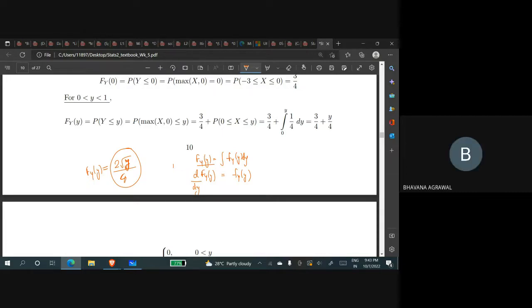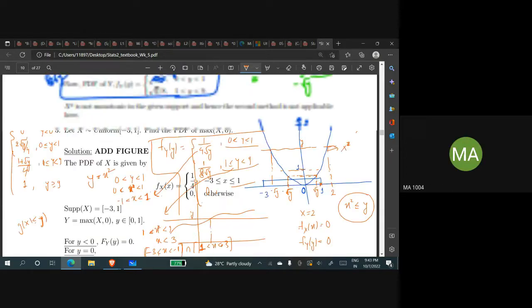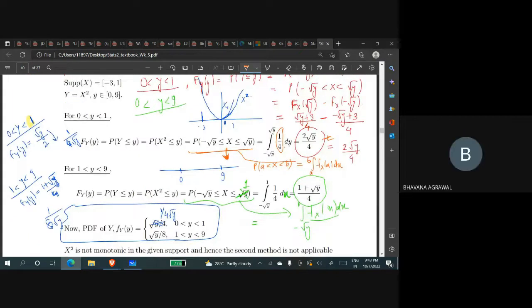Can you scroll up? In this, from 0 to 1, you differentiate here, you integrate here, minus root y to y, 1 by 4. That's why I'm asking. So this is, acha, you wrote it above in PDF form. Yes, PDF of x.